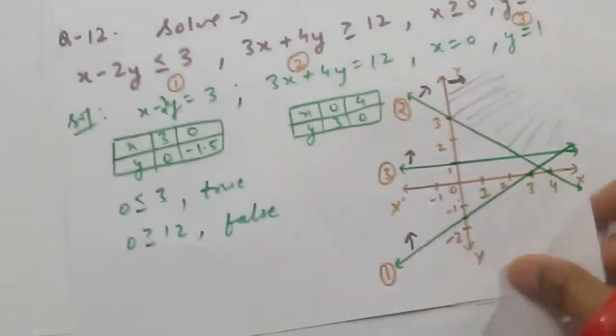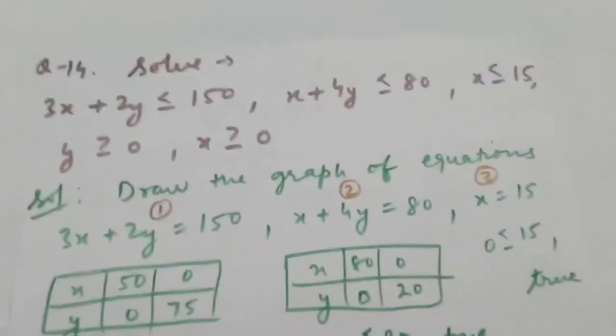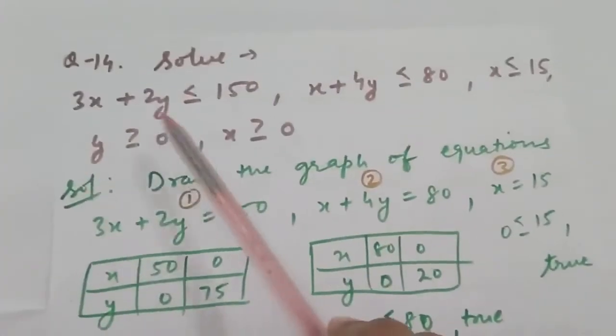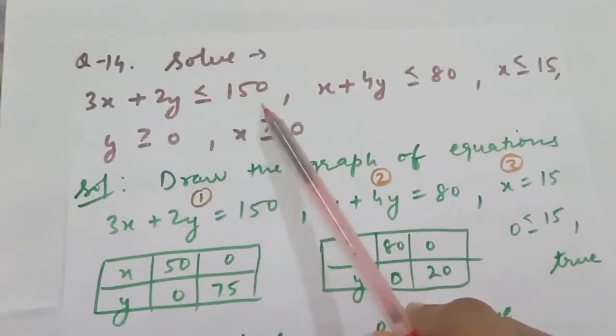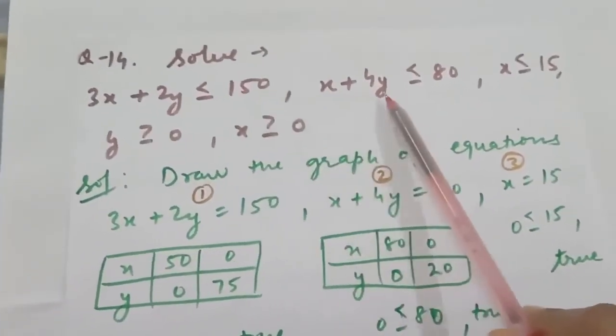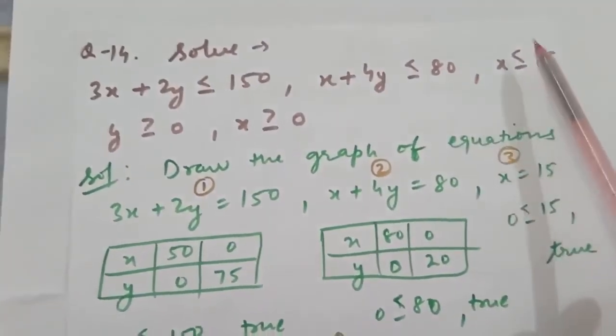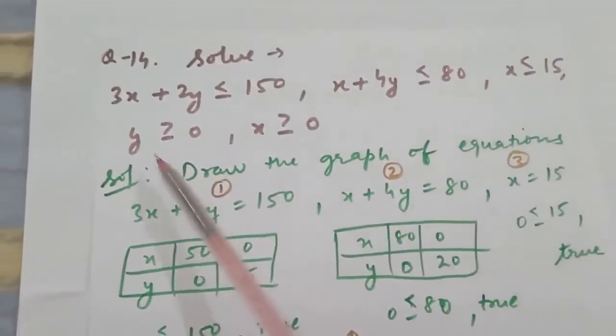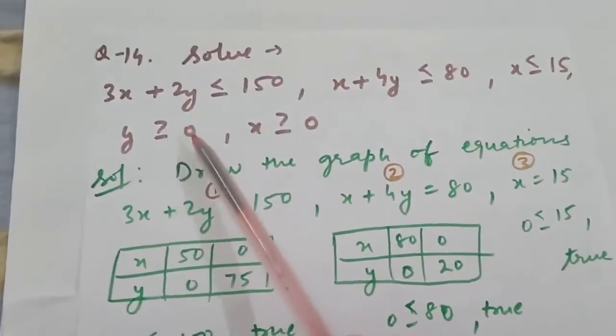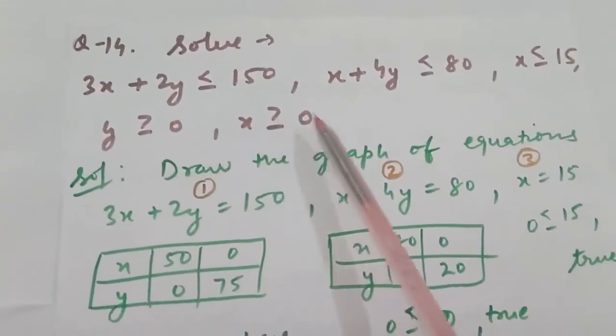Clear? Now question number 14. Solve 3x plus 2y less than or equal to 150, x plus 4y less than or equal to 80, x less than or equal to 15, y greater than or equal to 0 and x greater than or equal to 0.